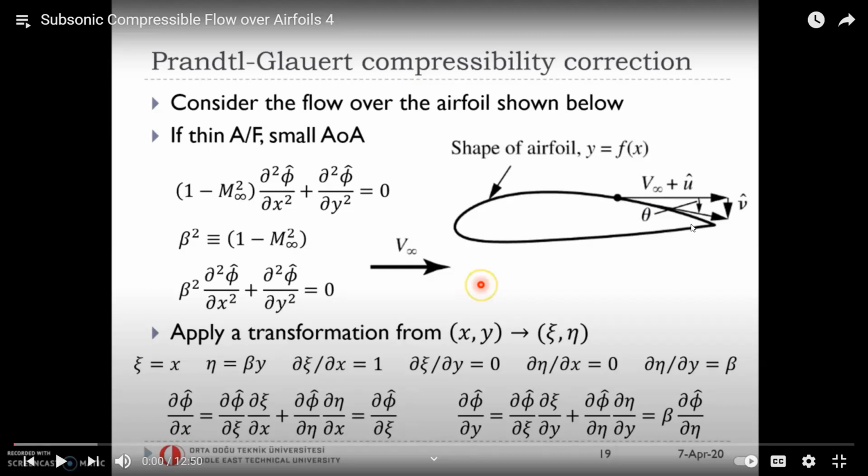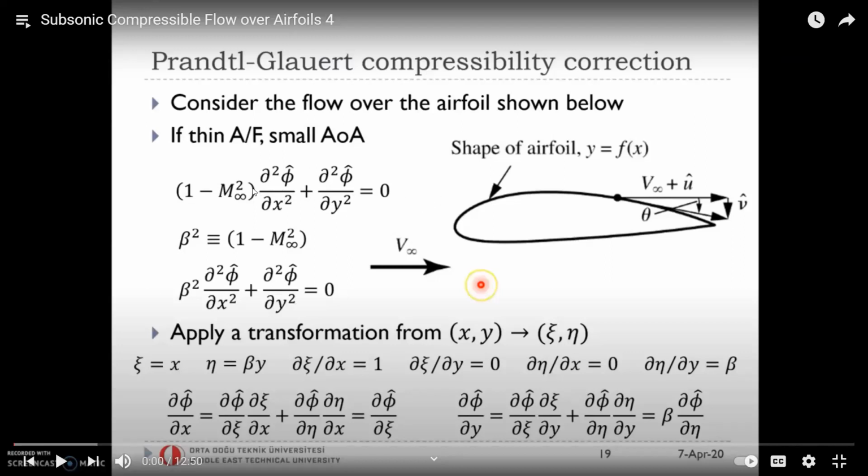Yes. So you are basically trying to apply the incompressible flow equations to compressible flow. Right, but the governing equations are different. The governing equation is here. As you can see, the perturbation equation is not the same as Laplace's equation.